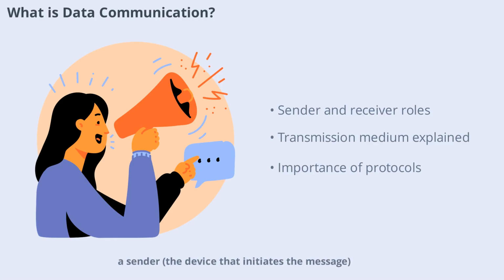A sender, the device that initiates the message. A receiver, the device that gets the message. The message itself, the information being sent. A transmission medium, like cables or wireless signals. And a protocol, the rules that guide the exchange. Each of these elements plays a vital role in ensuring your data reaches its destination accurately and on time.